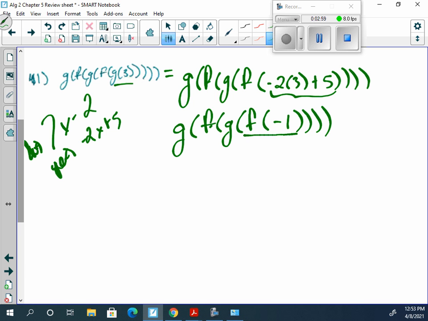Now we're going to do a similar thing, but this time we're plugging negative 1 into f, because that's what it's simplified down to. We got negative 1. So for g of f of g of, I plug negative 1 into f of x, which would be 7 times negative 1 minus 2.